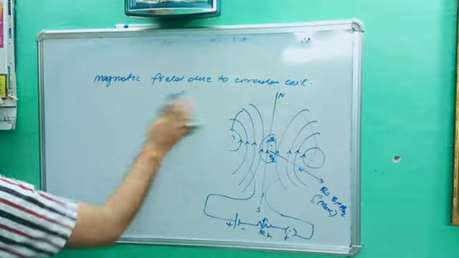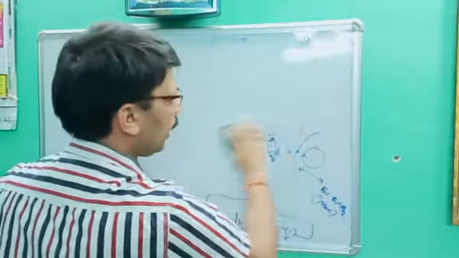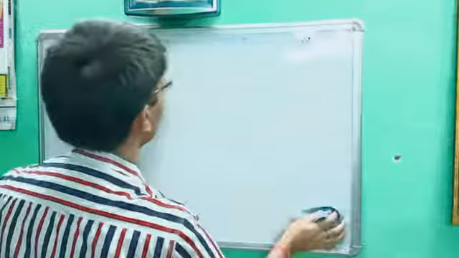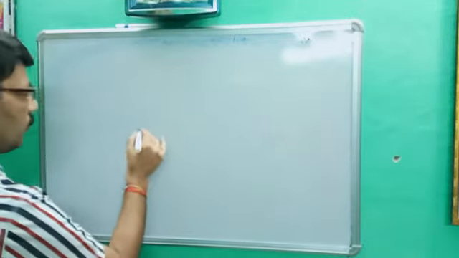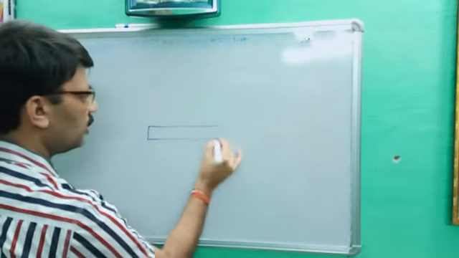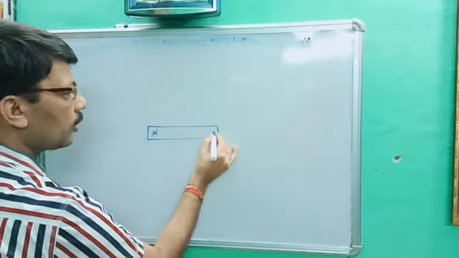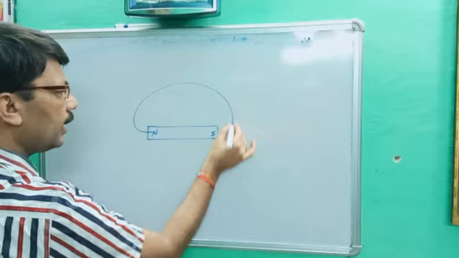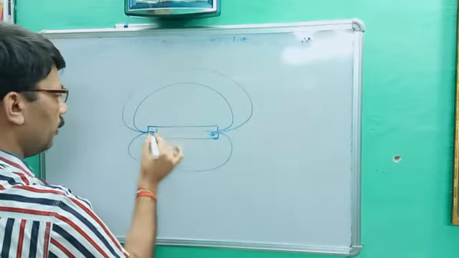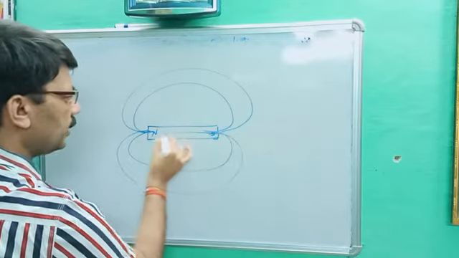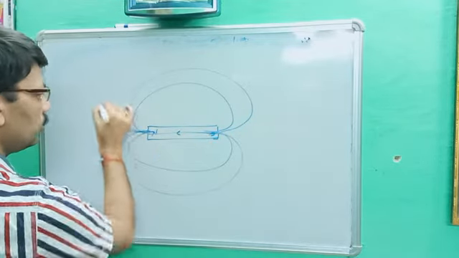Okay. Our next topic is magnetic line of force. This is the magnet. This is the north pole. This is the south pole. Magnetic lines of force move from north to south outside, and inside, south to north. You should know that.